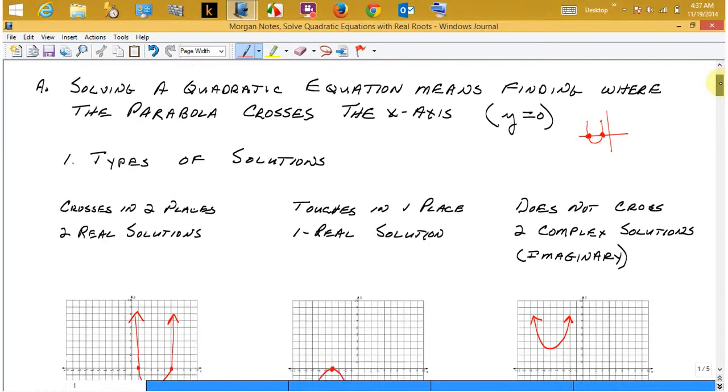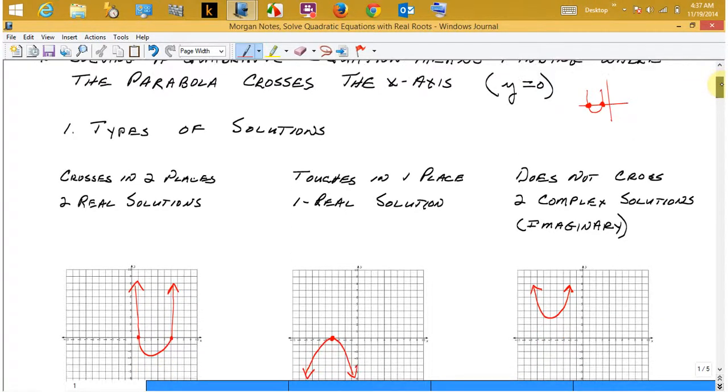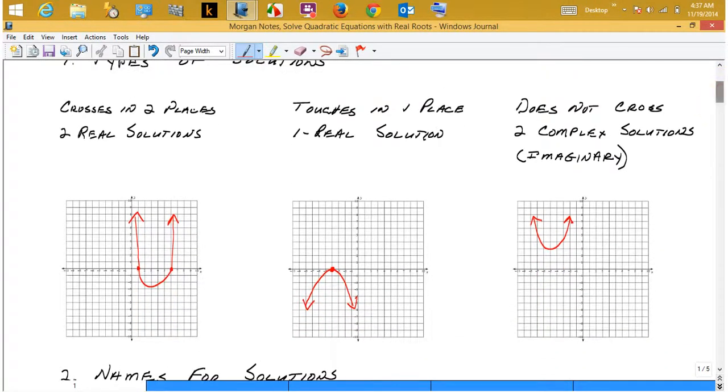And what we can see is that there's 3 ways in which this parabola can cross the x-axis. Now granted, they could go up or down. That really doesn't matter. But we have a type where it's going to cross the x-axis in 2 places. So those are real solutions, not complex solutions. And those 2 points would be the solutions to the quadratic equation.